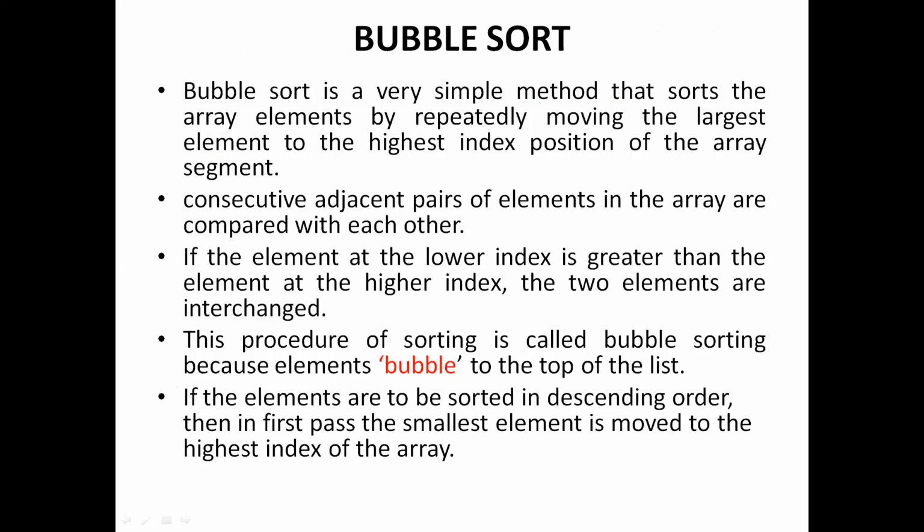So there are different types of sorting techniques: bubble sort, insertion sort, selection sort, merge sort, quick sort. First we will see the bubble sort. Bubble sort is a very simple method that sorts the array elements by repeatedly moving. This is one important word here. Repeatedly moving the largest element to the highest index position of the array segment. That we will show pictorially.